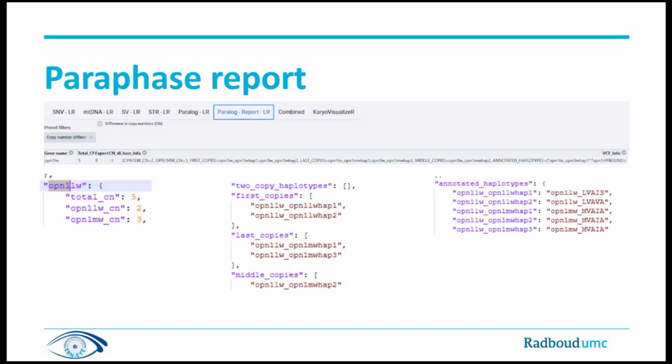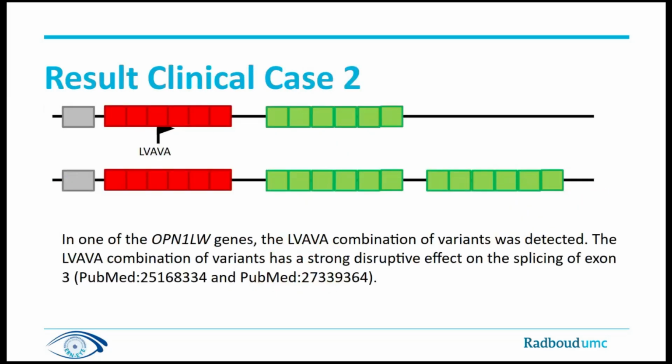Third, Paraphase also determines the variant combinations of exon 3. In our clinical case, the pathogenic LVAVA combination of variants was detected in one of the OPN1-LW genes. Our patient has thus a heterozygous pathogenic LVAVA combination in one of the OPN1-LW genes and no pathogenic variants in the other genes.